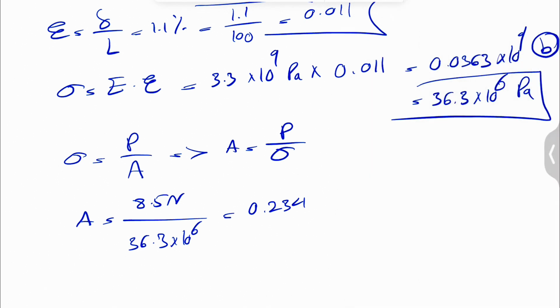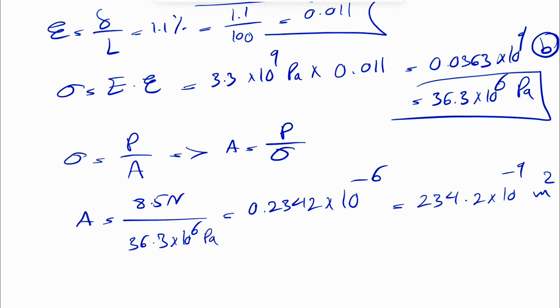This is going to be 0.2341, or actually 2 times 10 to the minus 6. Or if we just multiply this by 1,000, it's going to be 234.2 times 10 to the minus 9, and obviously this will be in meters squared since this is pascal, so we're going to get the area based on meters squared.